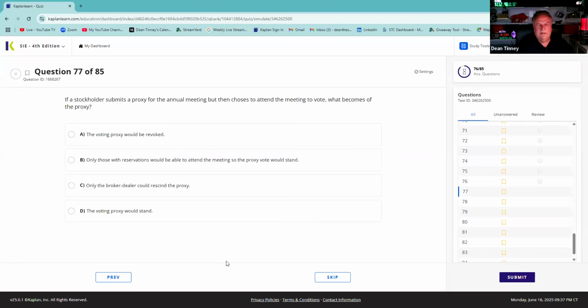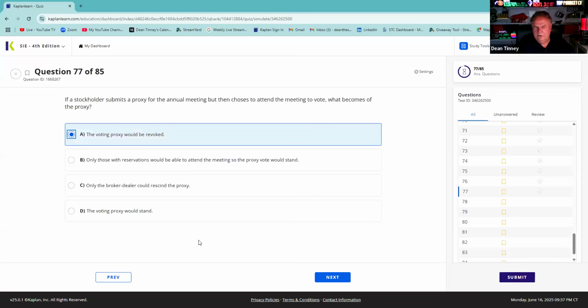A stockholder submits a proxy for the annual meeting, but chooses to attend the meeting to vote. What becomes of the proxy? A proxy is how you vote without attending the meeting, but now you've decided to attend. So he can just go and vote, right? The proxy will be revoked, and he just votes as he would have. We don't need the proxy because you're here physically to vote.